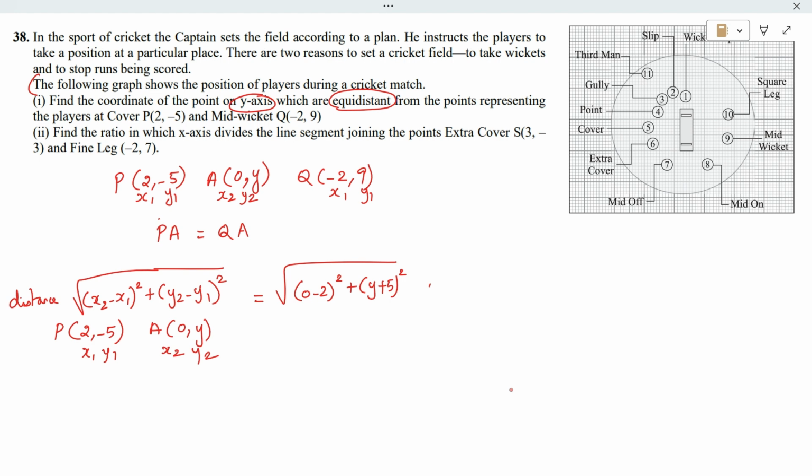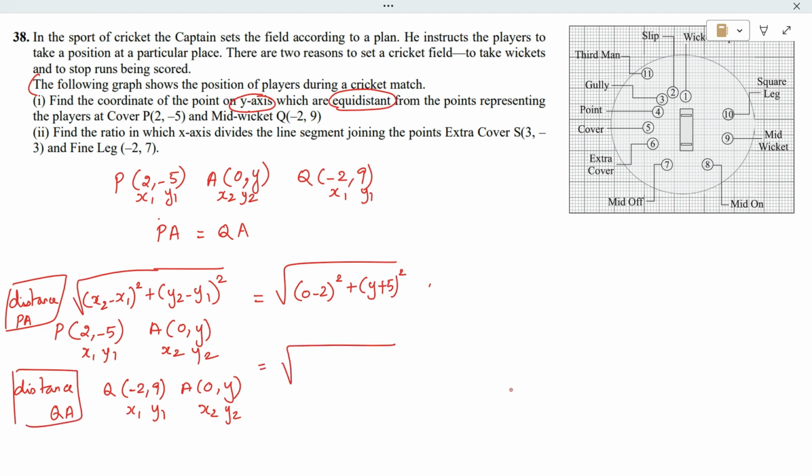And similarly, this is distance PA, and I have to find distance QA. So I want the points Q and A. Q is (-2, 9) and A is (0, y). Again, I'm labeling as x1, y1, x2, y2. So distance QA is going to be root of (0 minus of minus 2, which will be 0 plus 2) the whole square plus (y minus 9) the whole square.